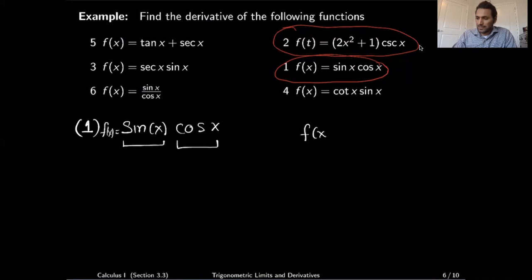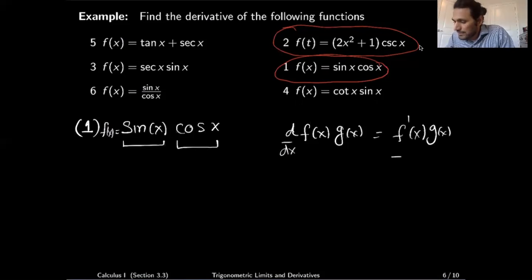f x times g x. The derivative of the product is f prime x g x function as it is, and then plus f x times the derivative g prime of x. This is the product rule. So let's start with this. So derivative of f prime of x.